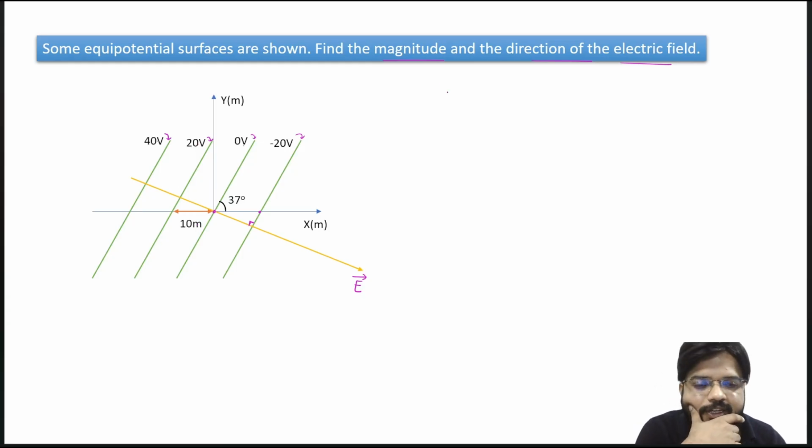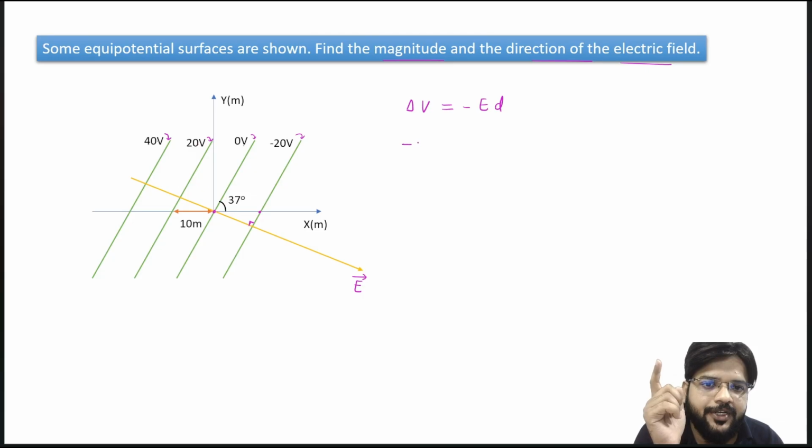And what is the potential difference between these 2 points, everyone? We know that del V equals minus E D, correct? So what is del V? Del V is the potential difference. So it is minus 20 minus 0, which is minus 20. So the potential difference is minus 20, equals minus E, and D is the perpendicular distance between these two surfaces. So this D we want.